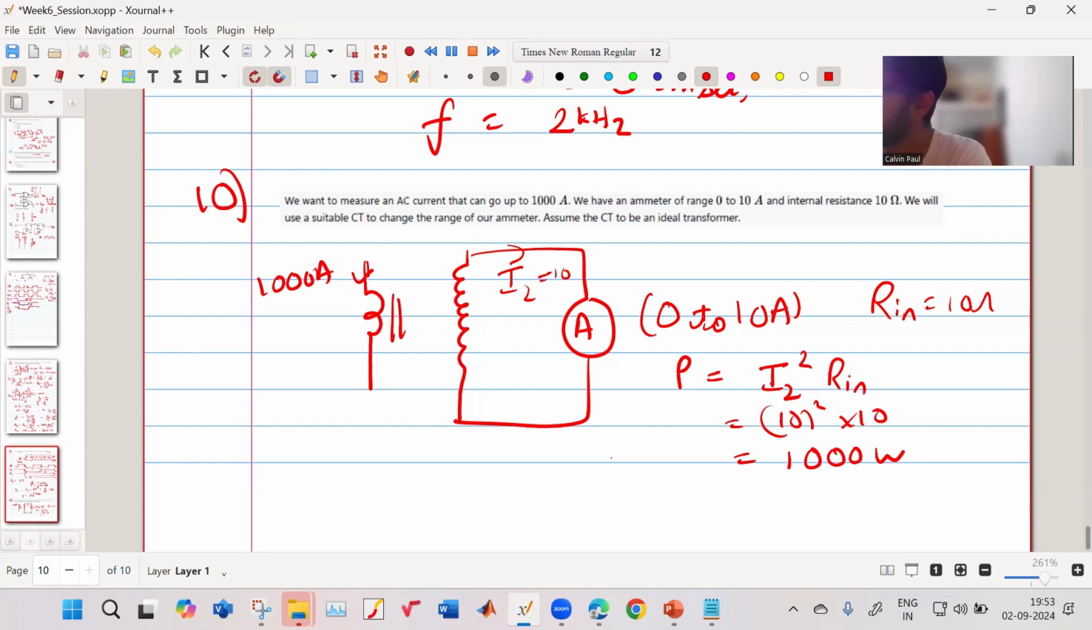1000 watt. Okay. 1000 watt, no? 1000 watt. 1 kilowatt. 1 kilowatt. This is also quite a lot.